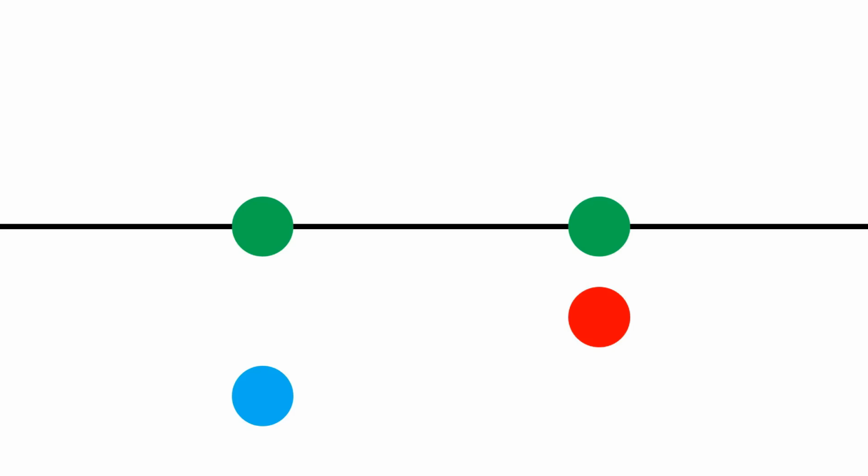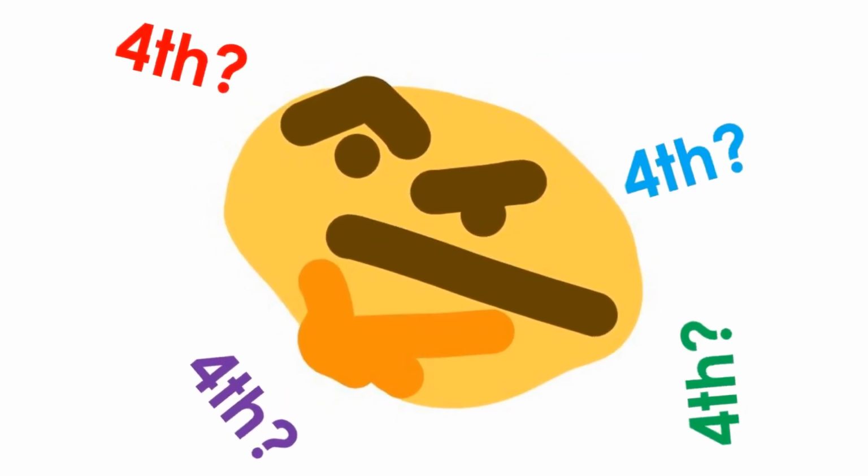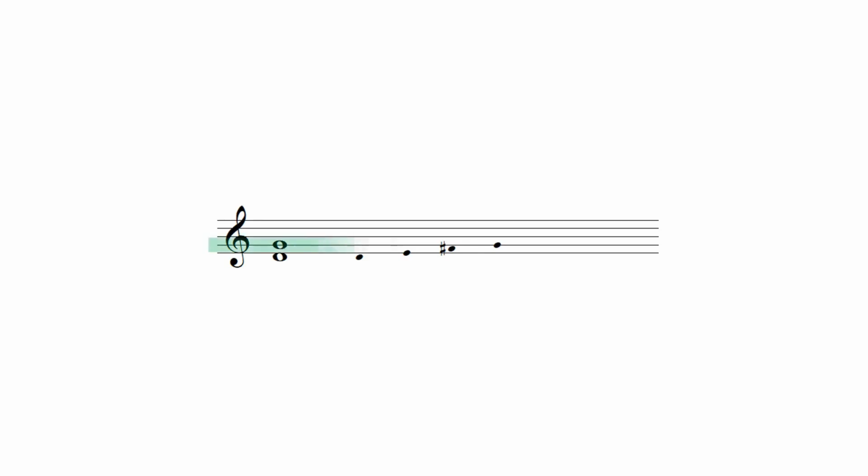From here, we can already see that the inverse of a pretty interval is an ugly one, and vice versa. But what about the fourth? Let's try D and G. Forming the D major scale, we see that G indeed belongs in D major. So this is a pretty interval.